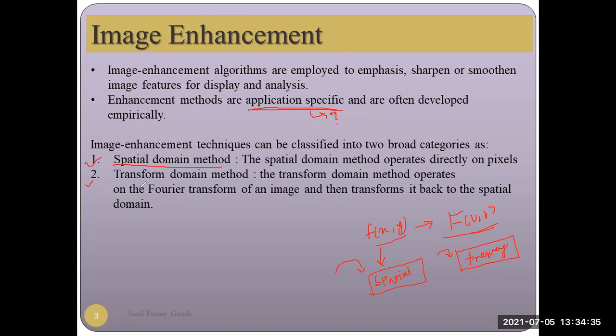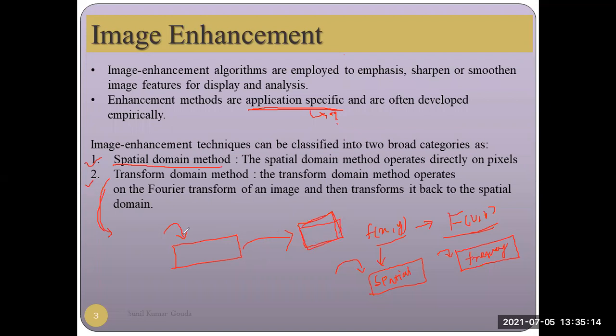The second type is the frequency domain method, or transformation domain method. Here the transformation domain represents any representation, but basically we consider the frequency domain. The transformation domain method operates on the Fourier transformation of the image and then transforms it back to the spatial domain. Whatever enhancement algorithm we perform on the frequency domain, once it is performed, it is transformed back using the inverse transformation, so we get back the original image in the spatial domain.